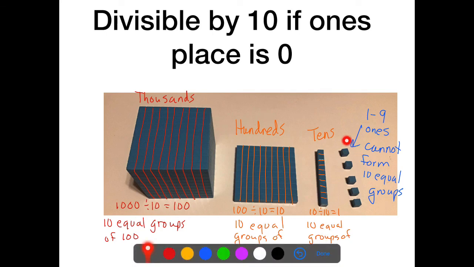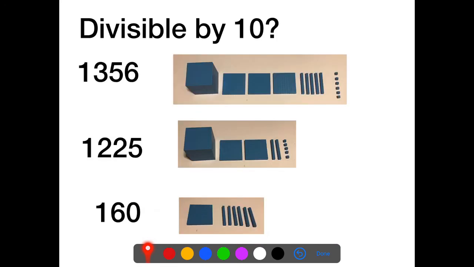If I have a 1 through a 9 in the tens place, I can't form 10 equal groups, so it's not divisible by 10. The number on the screen is not divisible by 10 because I do not have a 0 in the ones place. Try out these examples and then check back in.